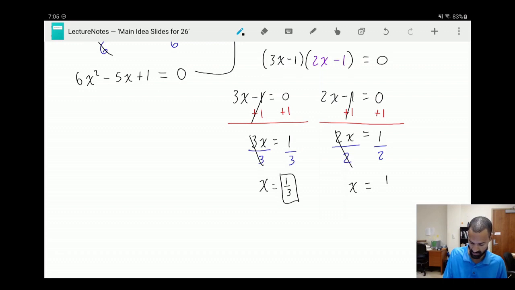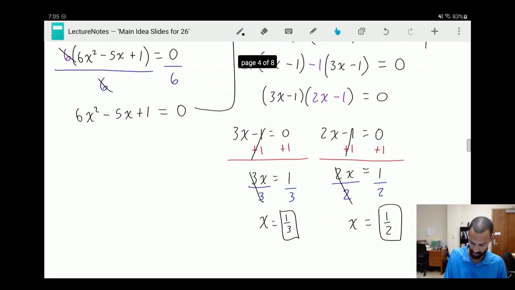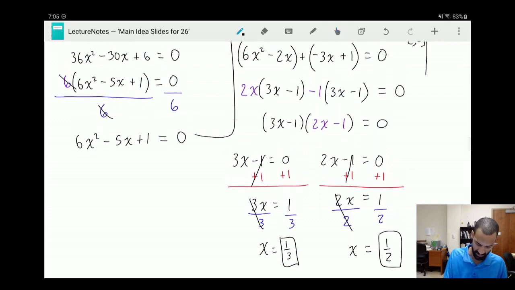X equals 1/2. So those are my two solutions. Just a little minor note. Whenever we finish factoring this, 3x minus 1, 2x minus 1, if I had not divided both sides by 6 over here to get rid of that 6 on the outside, that would still be included here.